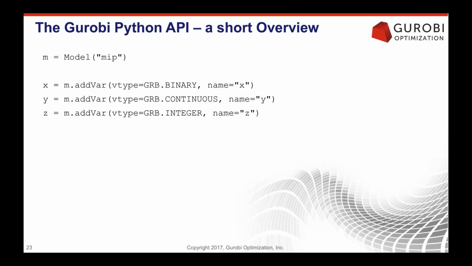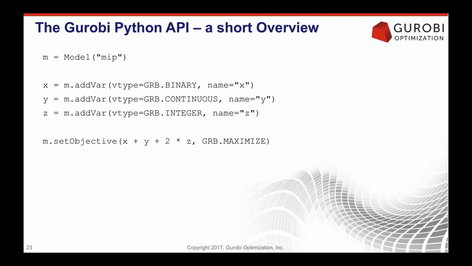In Python, it is very easy to build up a model. The first thing that you have to do is call the model constructor. This is the first line here, and give the model a name. In this case, we call it mip. And the model object is called m. Then you can add variables. Here we have 3 variables. The first one is called x, and it's a binary variable. The second one is called y, it's a continuous variable, and the third one is called z, and it's an integer variable.